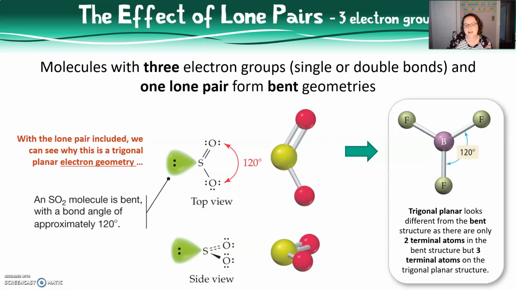However, note that the bond angle between the atoms is still about 120 degrees, as we would expect for a trigonal planar electron geometry. So even though this molecule only has 2 terminal atoms, just like in a linear molecule, it has a smaller bond angle between them than a linear case due to that lone pair, which means that this is still part of the trigonal planar electron geometry family, even though we call the molecular geometry bent.